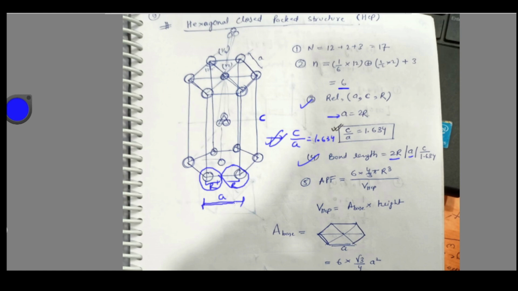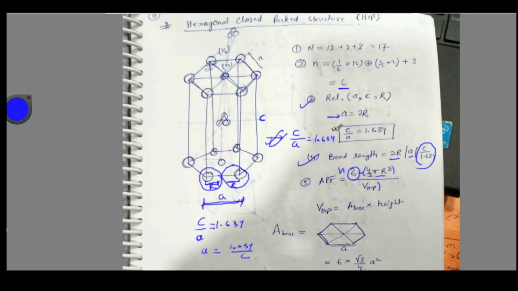This bond length, the distance between the two atoms, is A or 2R. C by A is 1.633, so the A value will be C divided by 1.633. And for the atomic packing fraction, the effective number of atoms n is 6, and the volume of one atom is 4 by 3 pi r cube.